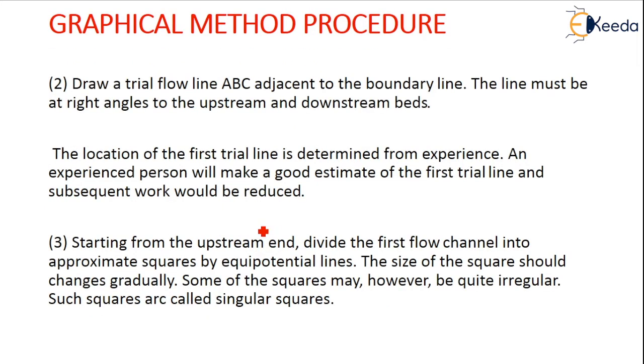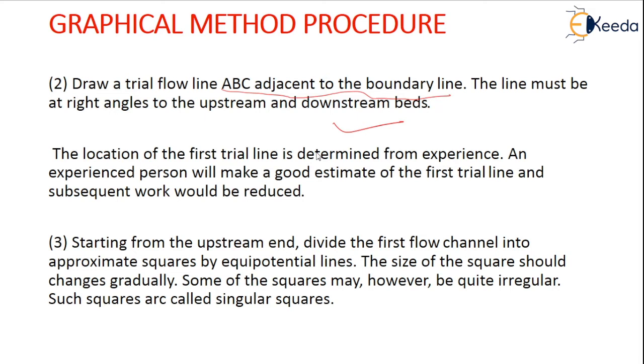After that, we have to draw a trial flow line, that is ABC, which is adjacent to the boundary line. The line must be at right angles to the upstream and the downstream bed. So we have to draw the ABC line in such a way that it is at right angles. The location of the first trial line is determined from experience. An experienced person will make a good estimate of the first trial line and subsequent work would be reduced.